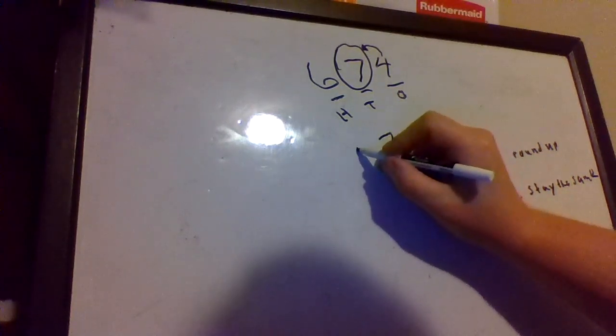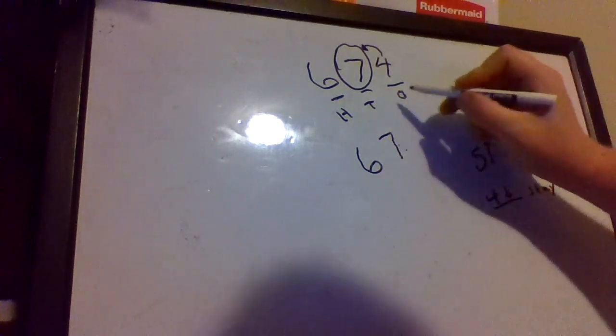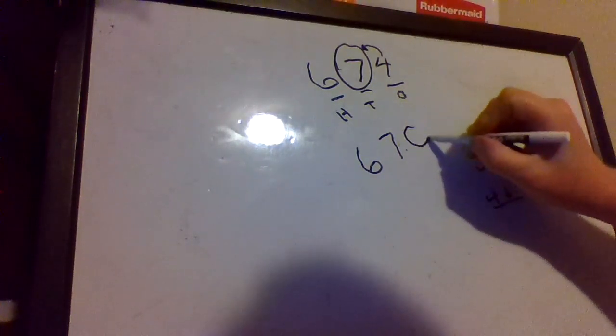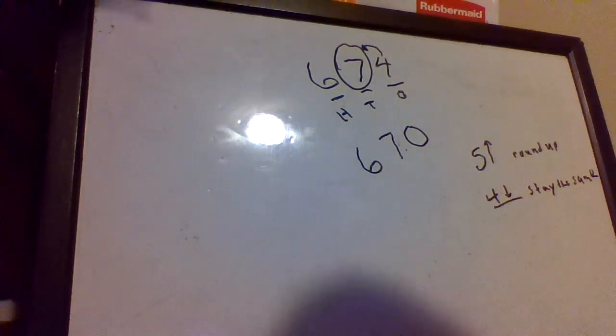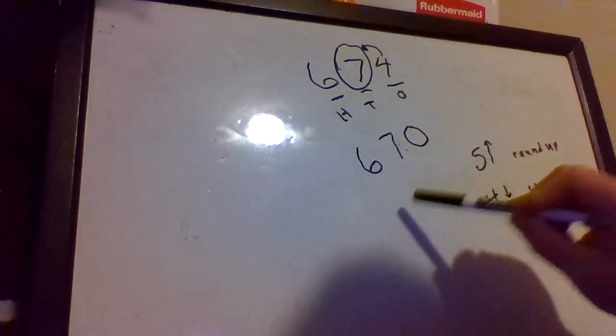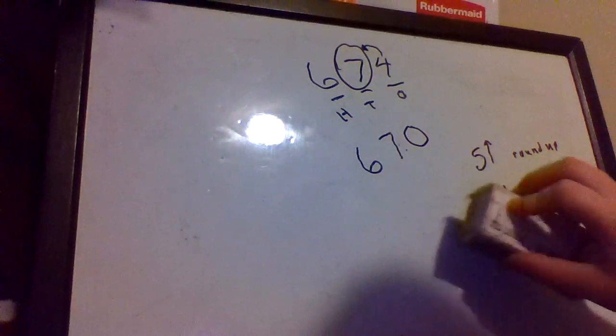We're going to bring the 6 on down because we didn't do anything with that. And then the 4 is going to now become a 0. So the way we would read that is, 674 rounded to the nearest 10 is 670. Alright, I'm going to leave my rule there. Hopefully somebody's writing it down. I would love that if you are.